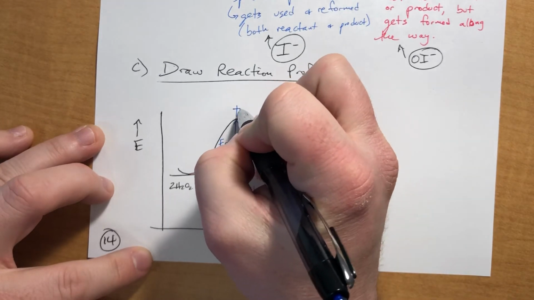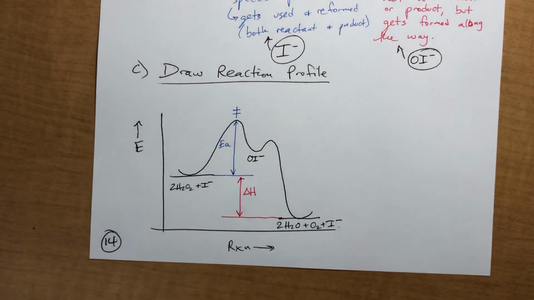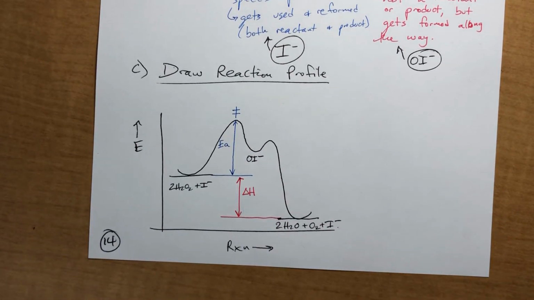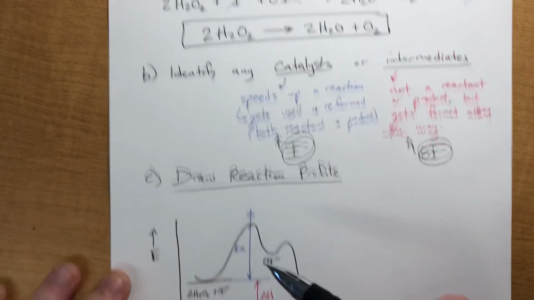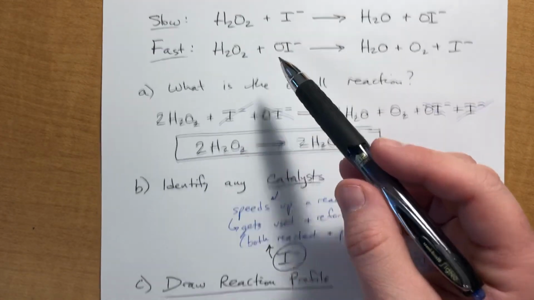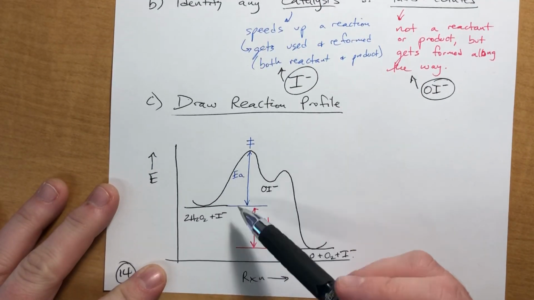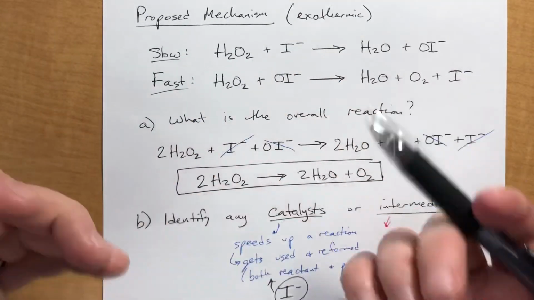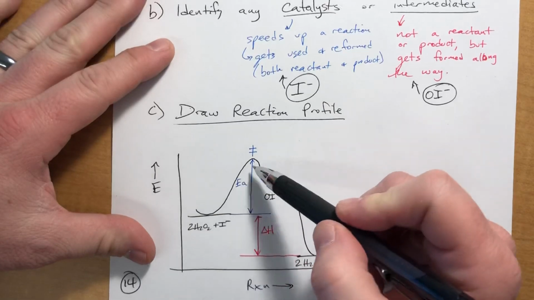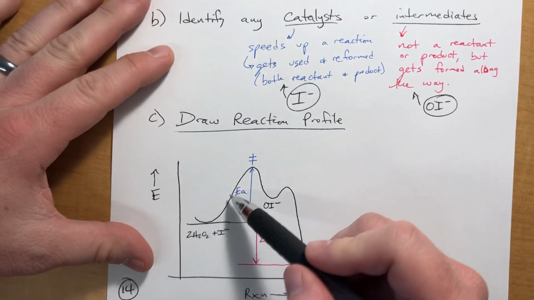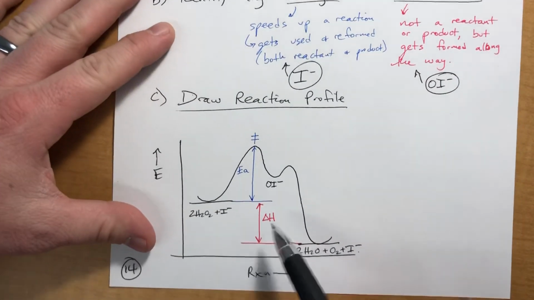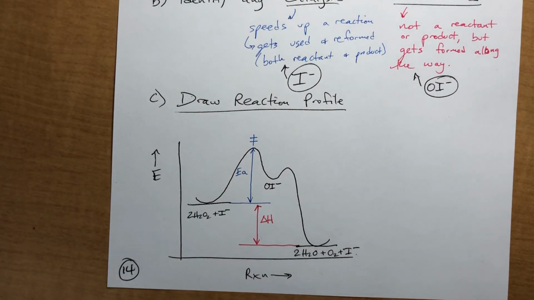The tallest peak is our least stable transition state. Technically, this is a transition state too, but it is more stable than that one. The reason this is the slow step is that it has the highest activation energy. It's the one with the biggest barrier to overcome, which is why it takes the longest time to get through. So in other words, we have a really slow step followed by a faster step, which is what we've got here, which makes sense with this.